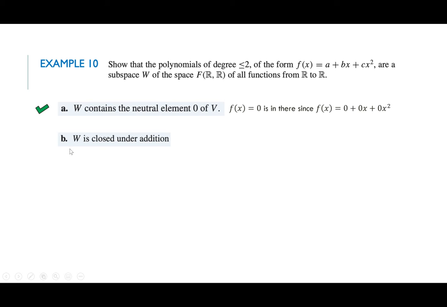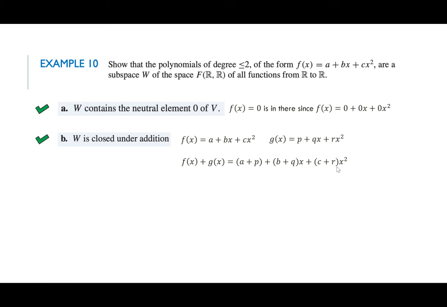All right. So now, is the space closed under addition? If we have two polynomials of degree 2 or less, and we add them together, do we remain with a polynomial of degree 2 or less? Yeah, you bet we do. So let's take f and g, add them together, and combine like terms. We get something that looks like this, which is a polynomial of degree 2 or less.